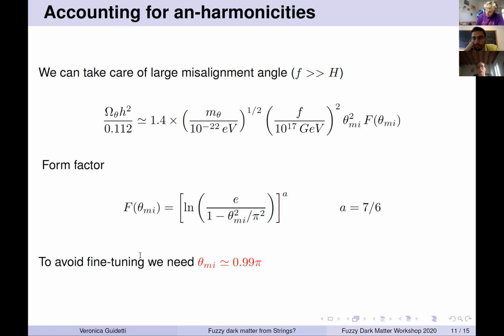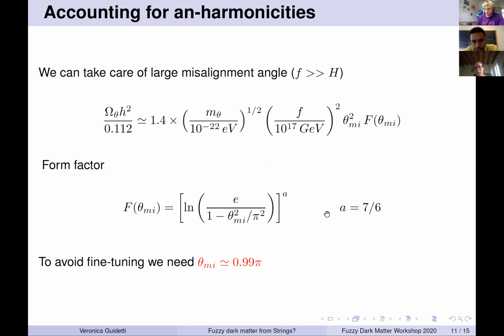So here we assume this kind of relation between a decay constant and the Hubble parameter, which is, by the way, quite natural, because anyway, these decay constants are extremely high. And in this context, the only thing that changes in the dark matter abundance is that you have an additional factor, F, which is the form factor, that has to be estimated to have this form.